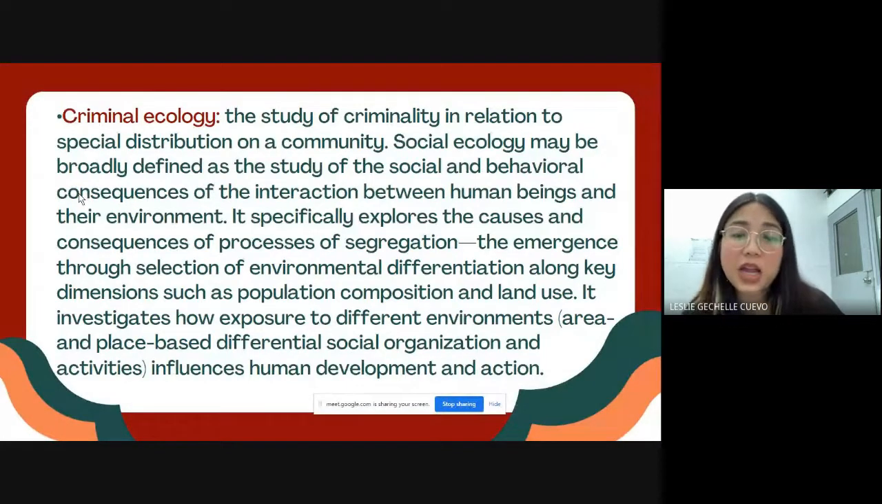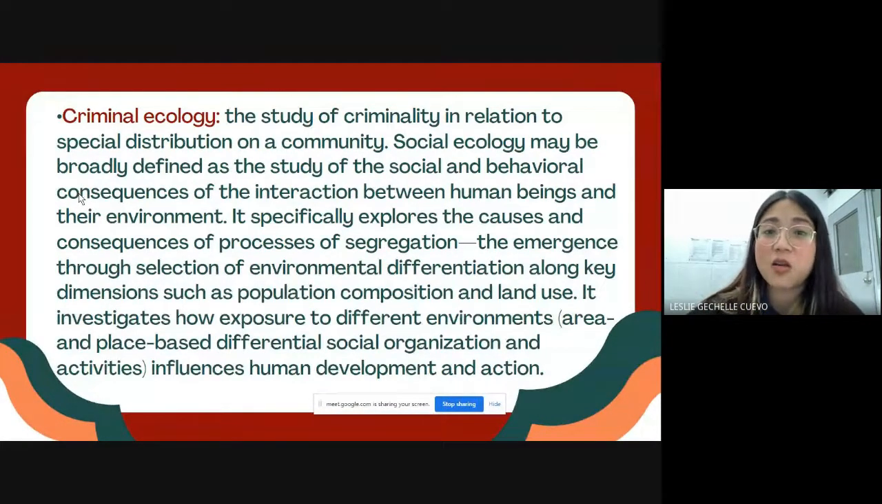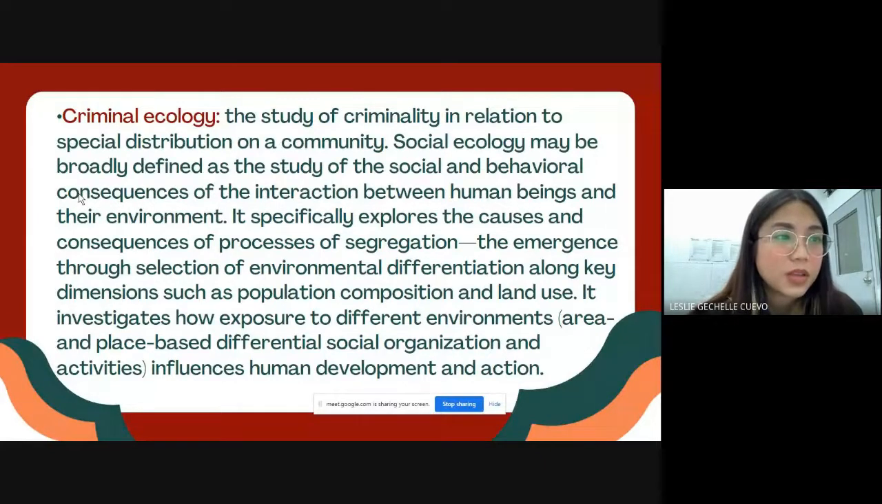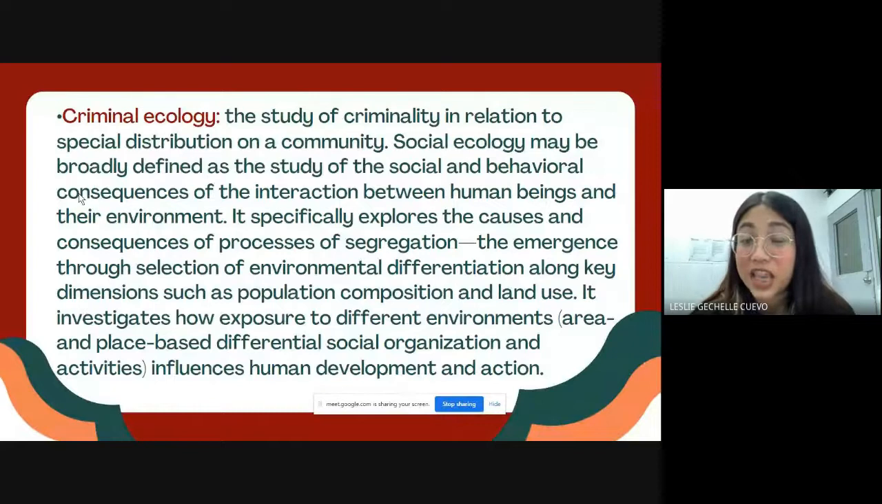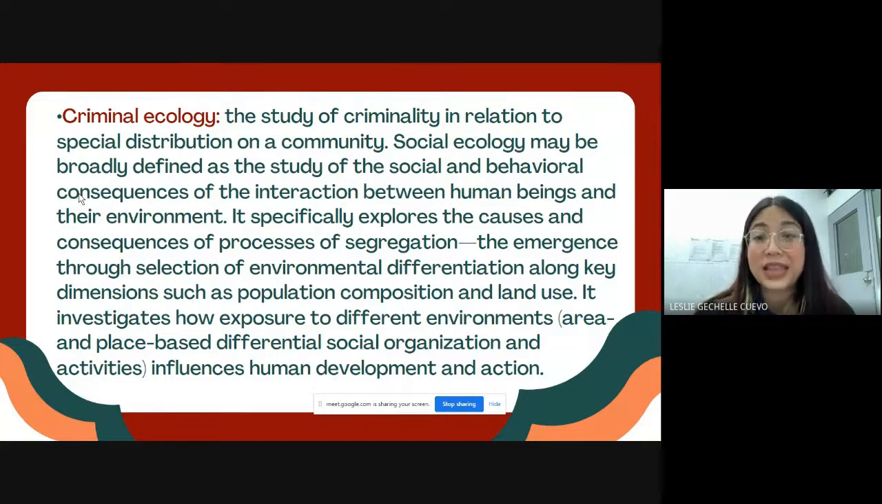Kasi may mga pagkakataon or may mga theories na related sa criminal ecology na kung saan daw located ang isang tao, sa kanyang environment, ay maaaring contributing factor kung bakit nakakagawa siya ng krimen. Okay. It investigates how exposure to different environments, area, and place-based differential social organization and activities influences human development and action.